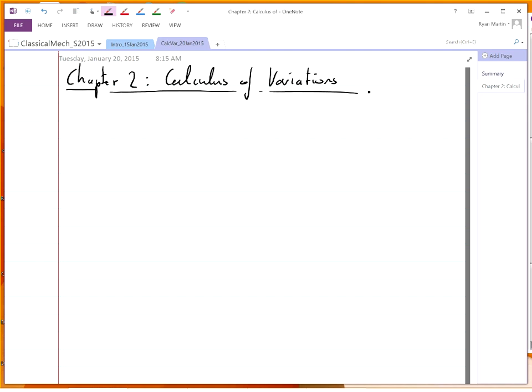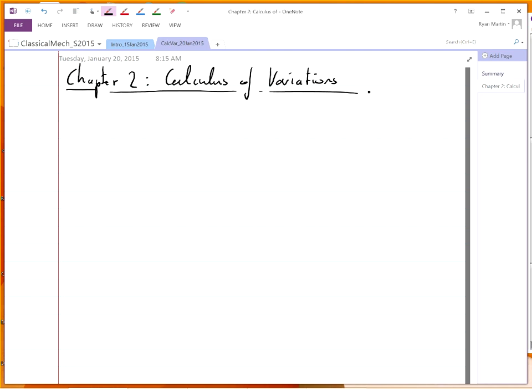So this will be a relatively, I guess, a dry chapter because it's all mathematics, but it's an important basis for the rest of the course. So I suspect this chapter will take us maybe into next week, presumably. We'll see how fast we go.